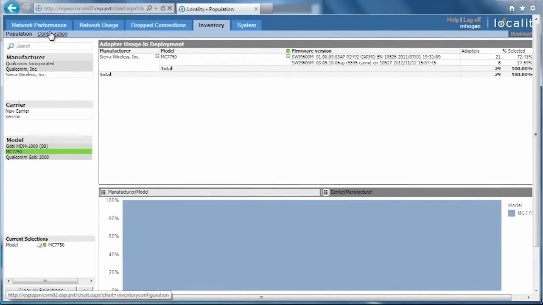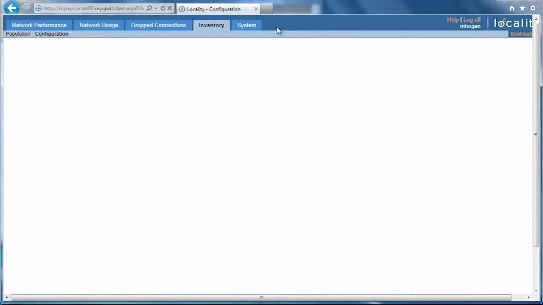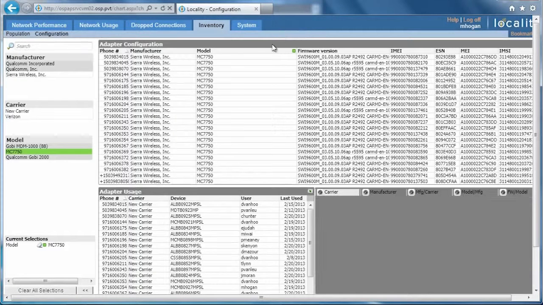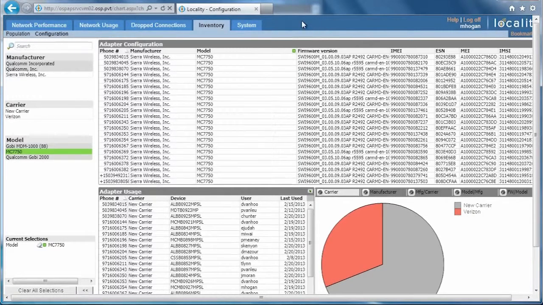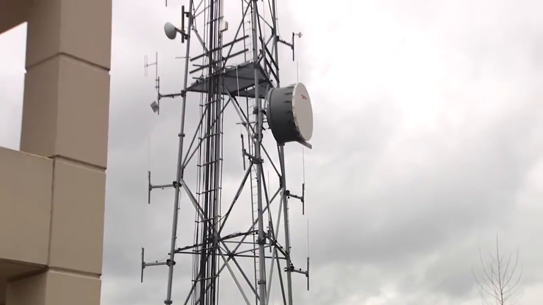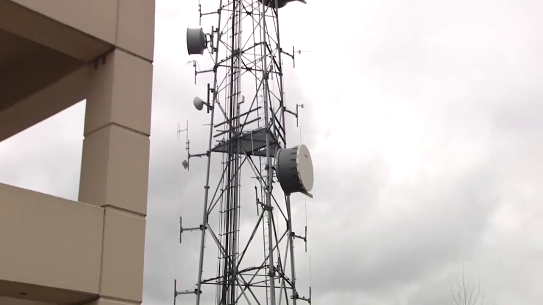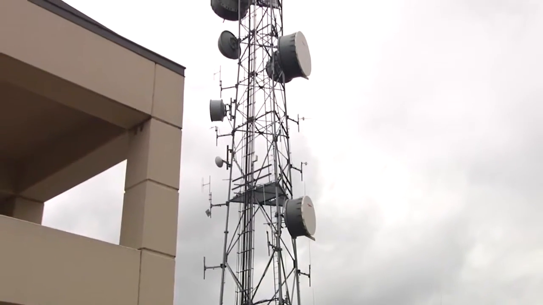The data we get from Locality is more than just coverage data. We get an instant view of our inventory. We know what firmware is installed, what software is installed. Locality doesn't just give us coverage information on cellular towers or throughput or bandwidth. It gives us very good auditing information of our own inventory, and that's huge.